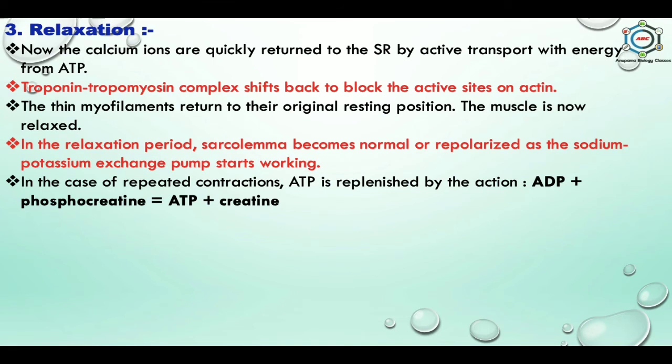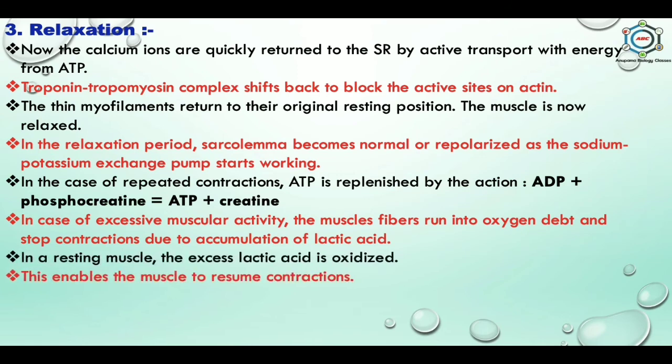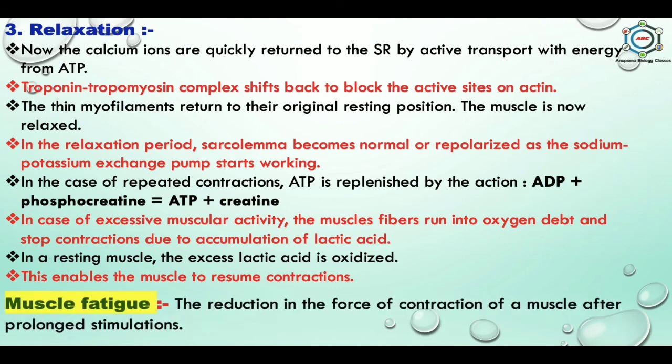In the case of repeated contractions, ATP is replenished by the action of ADP plus phosphocreatine, which forms ATP plus creatine. In case of excessive muscular activity, the muscle fibers run into oxygen debt and stop contracting due to accumulation of lactic acid. In a resting muscle, the excess lactic acid is oxidized and this enables the muscle to resume contractions. So in all the reactions of muscle contraction, oxygen is used, carbon dioxide is produced, glucose is consumed, and heat is generated.